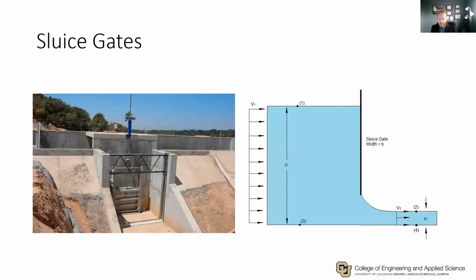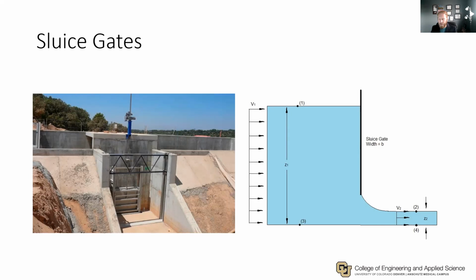Another way that jumps happen is when we're moving water from a canal into a channel, and the opening of our gate is much smaller than the depth of the water above. What that creates is supercritical flow coming under the gate, and then at the other end of the gate, we have subcritical flow. And so between those two locations, we get a hydraulic jump.